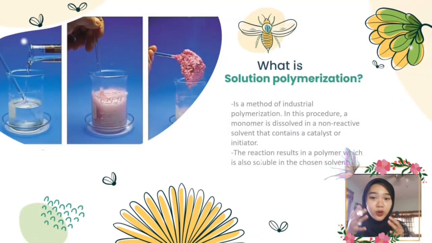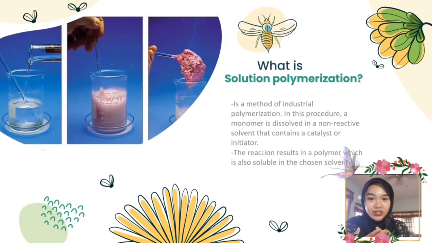Today I want to proceed with my part, which is solution polymerization. Okay, what is solution polymerization? Solution polymerization is a method in industry polymerization. In this procedure, a monomer is dissolved in a non-reactive solvent that contains catalyst and initiator. This reaction results in a polymer which is also soluble in the chosen solvent.